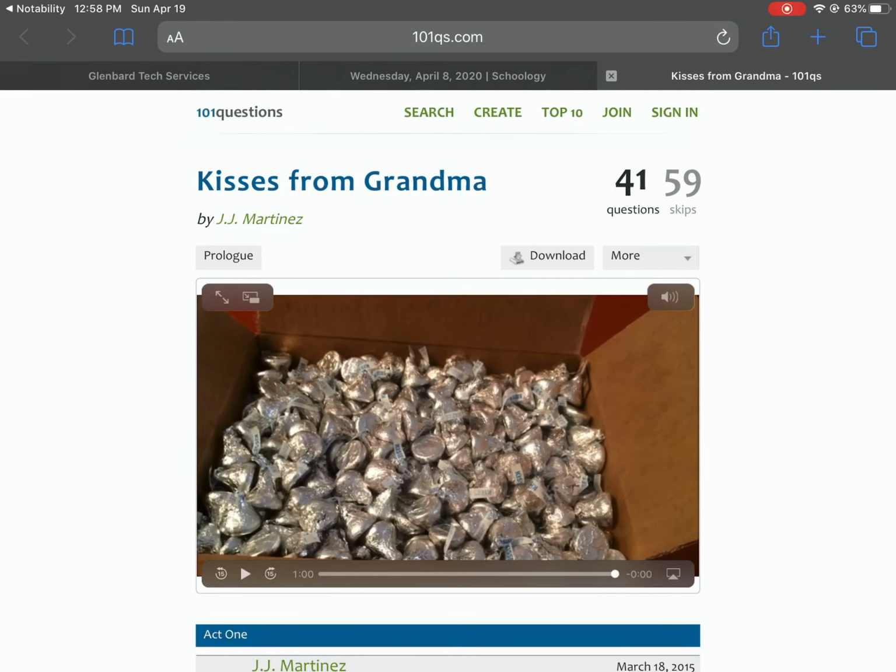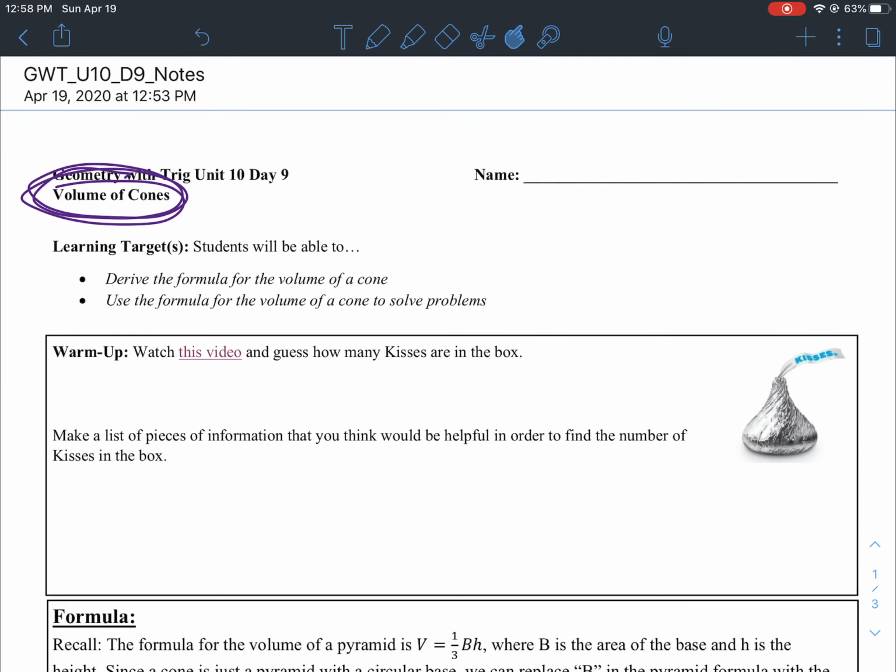So what I want you to do is take a moment and take your best educated guess. How many Hershey's Kisses do you think there are in that box? Whatever your number is, you're going to write your guess right here. Okay. Now, obviously, this is just going to be an educated guess.